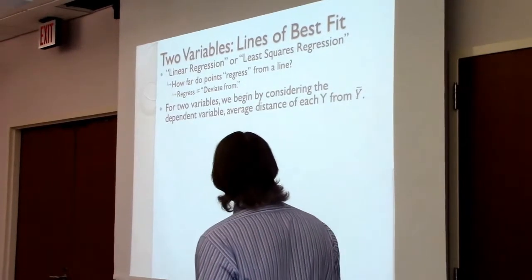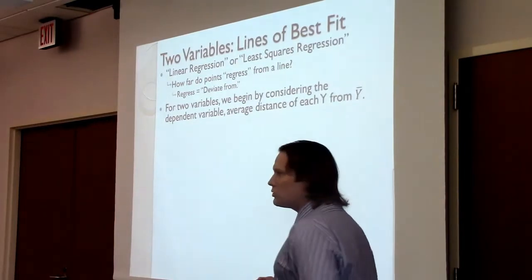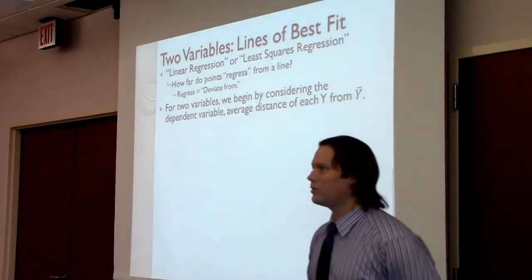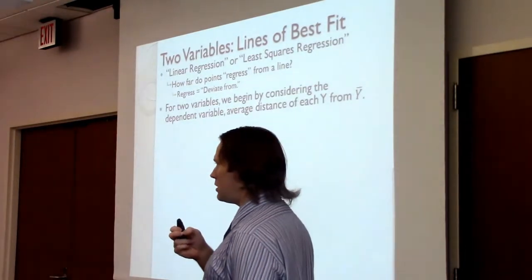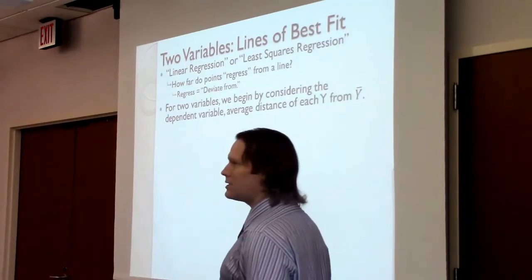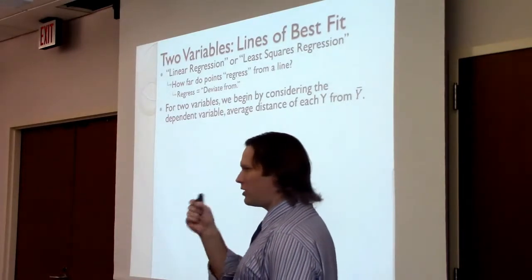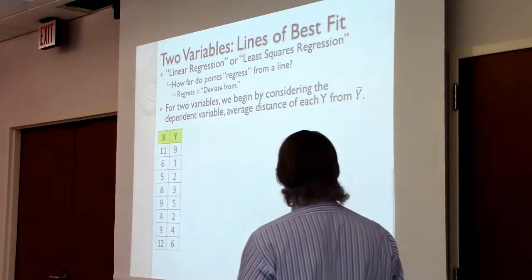So we usually start by considering the dependent variable. The reason we start with that is because that's our outcome variable. It's our variable of interest, and its behavior is really what we're interested in. Okay? Whatever x is, that's our predictor to figure out what's going on in y, but what's going on in y is what we care about. So let's start with y.